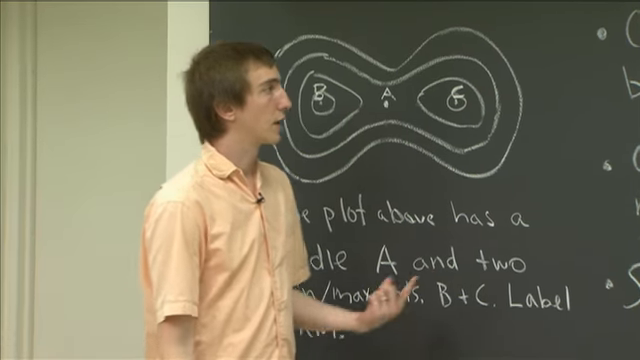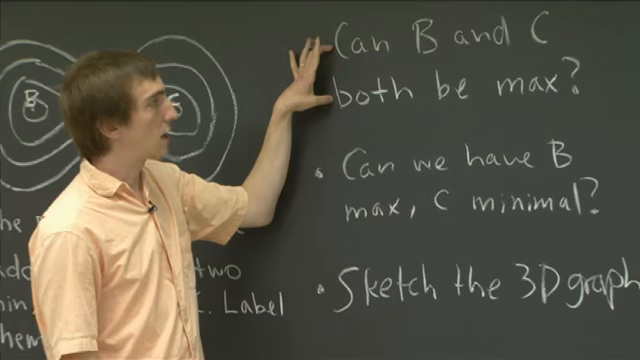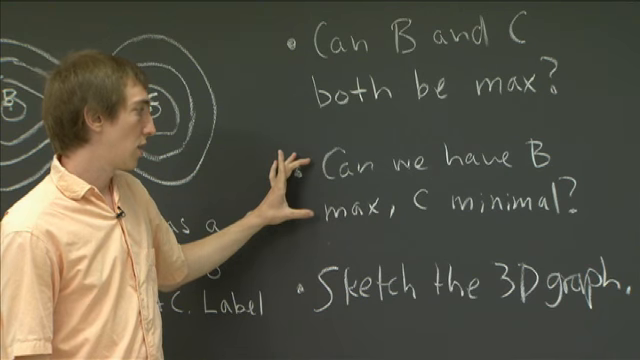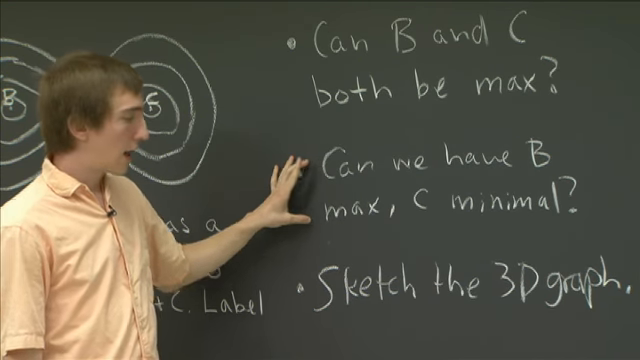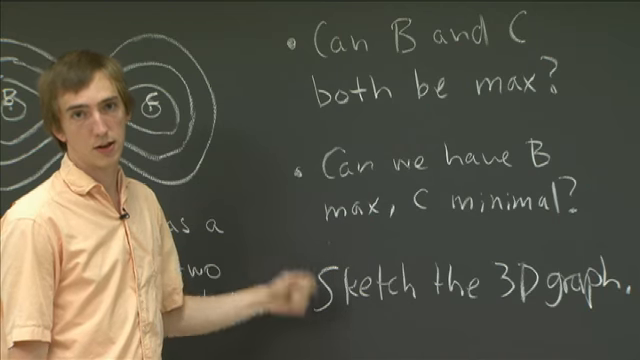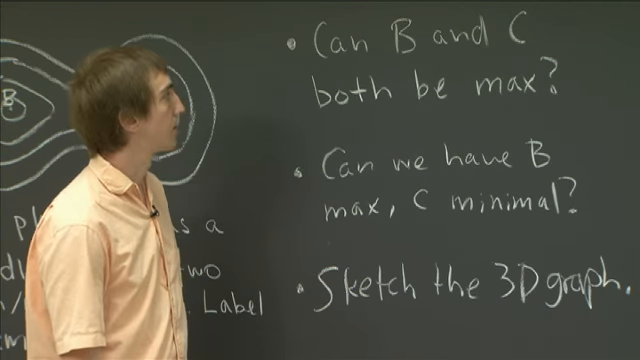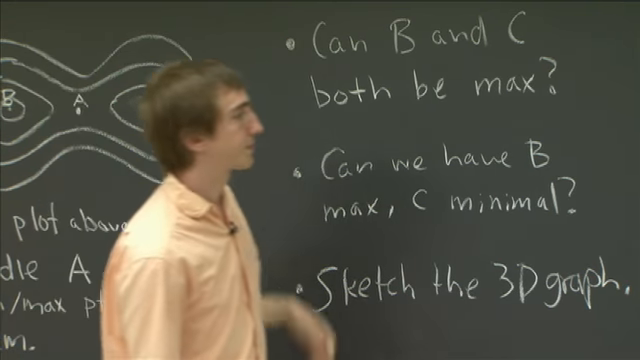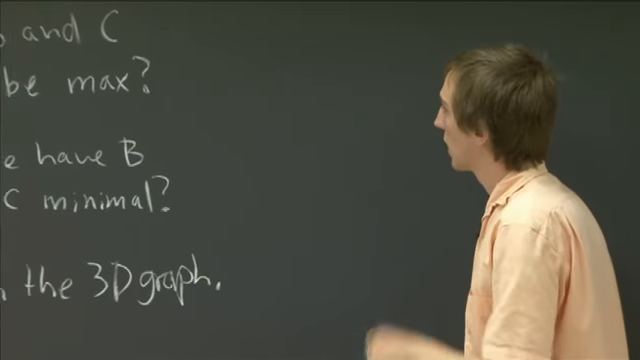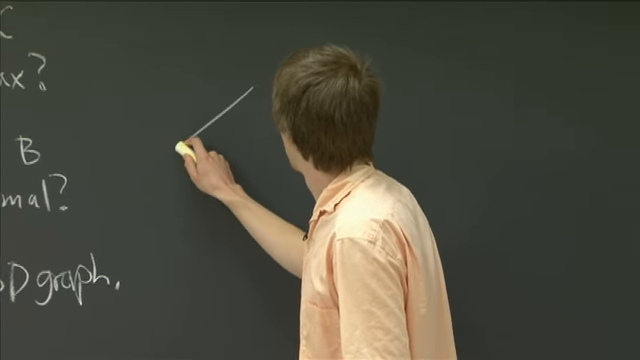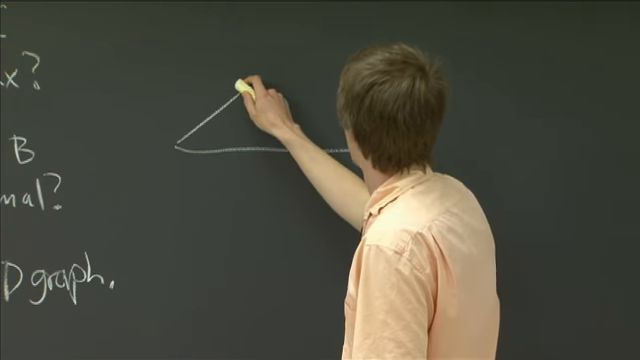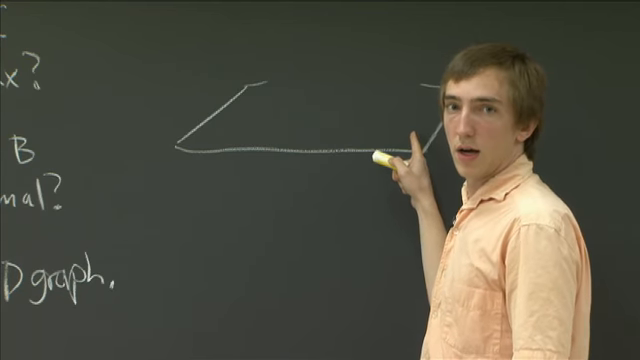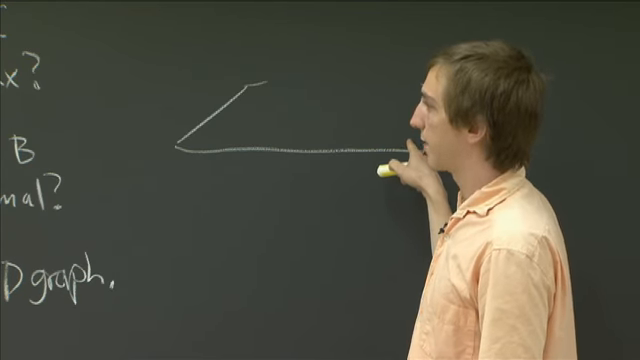So now the second question that we have to consider is, can B and C both be maximal? And then the third question is, can B be maximal and C minimal? And actually, we'll answer both of these questions by just sketching an example. So that's how we'll understand this. So why don't we see if we can sketch an example where B and C are both maximal. Here's the start of my graph in 3 dimensions.